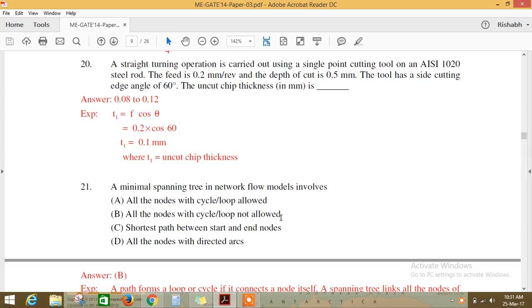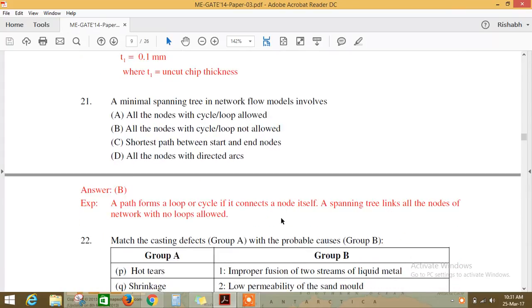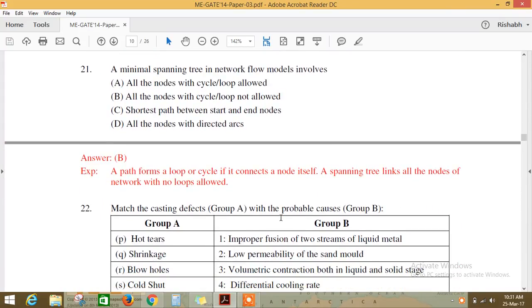Hello students, today we are going to see the rest of the 5 questions which came in GATE 2014 mechanical branch. This is question 21. What is the question? A minimal spanning tree in the network flow model involves.